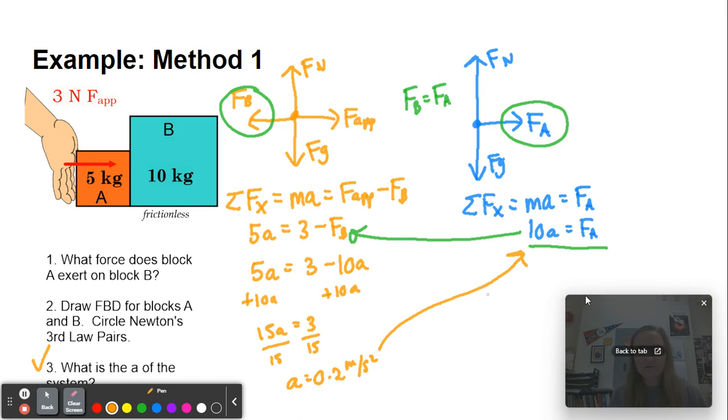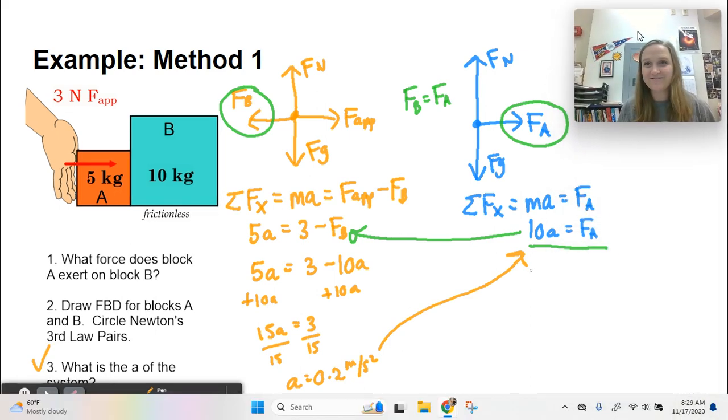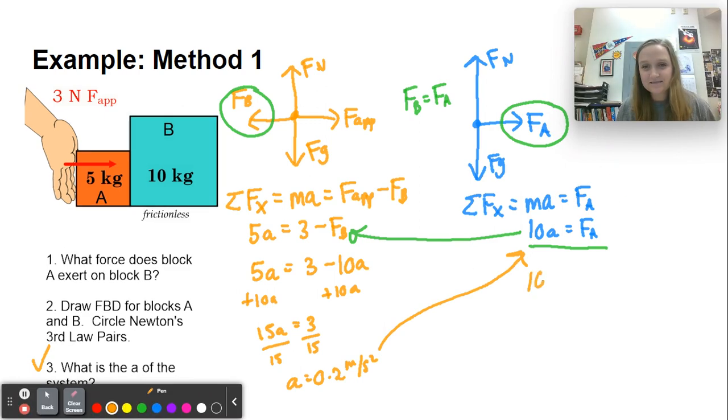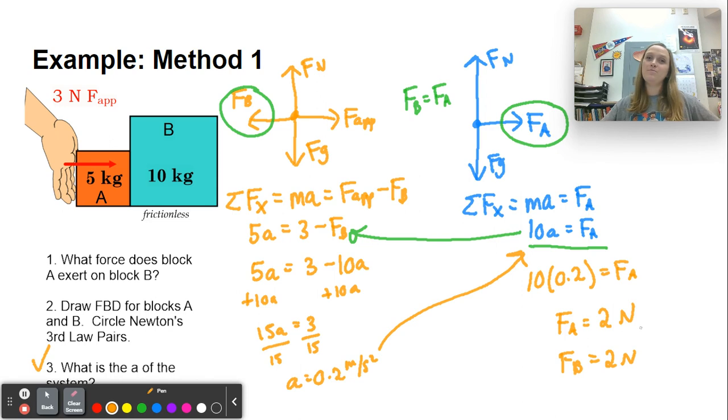So I'm going to look at this, and I can see that 10 times 0.2 is equal to FA. And 10 times 0.2 is just 2. So FA is equal to 2 newtons, which means FB is equal to 2 newtons. That's an example of method 1, breaking it into 2 separate parts.